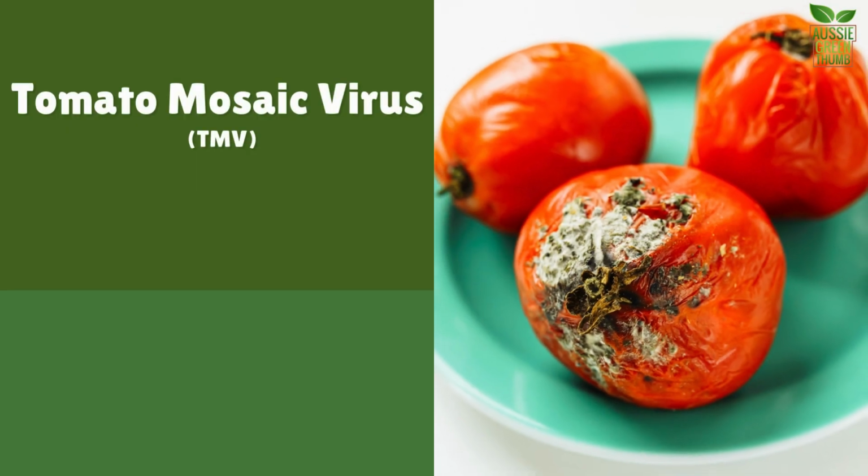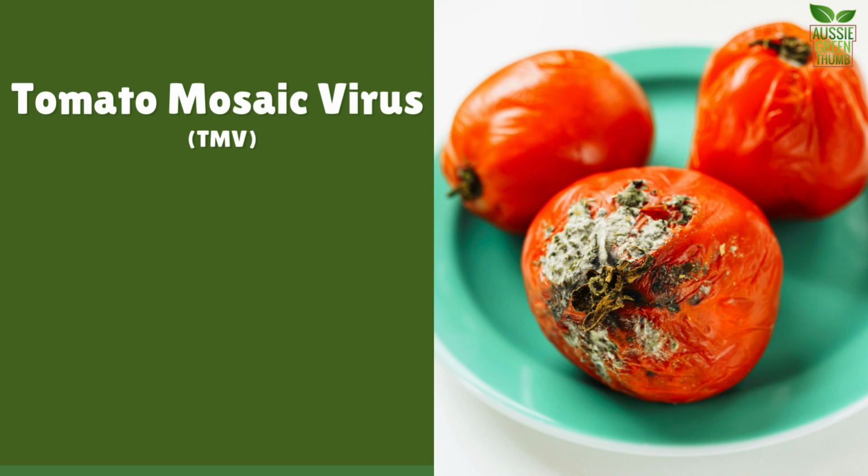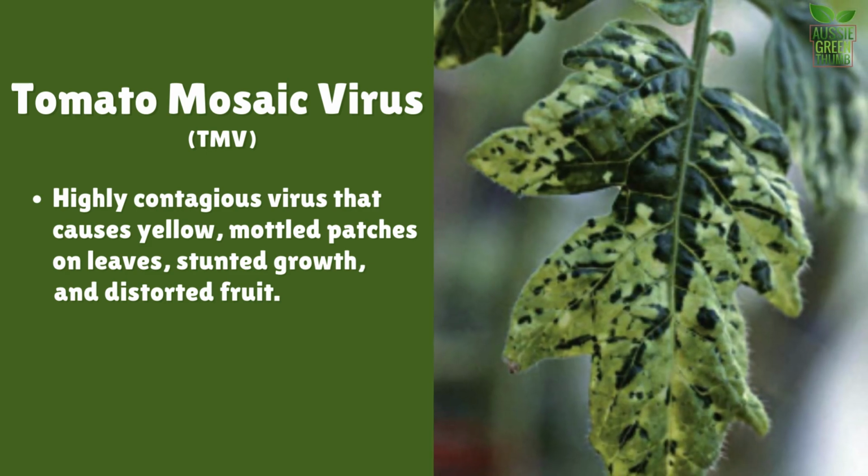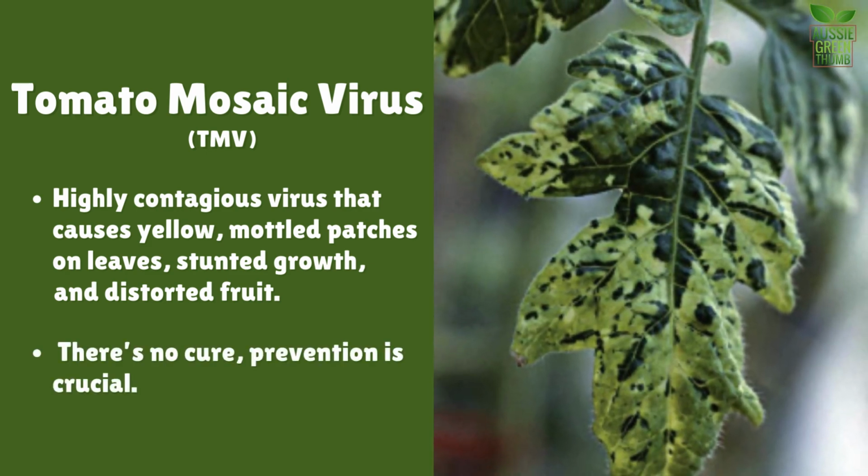Tomato mosaic virus, TMV, is a highly contagious virus that causes yellow, mottled patches on leaves, stunted growth, and distorted fruit, severely impacting your tomato harvest. It spreads easily through contaminated tools. Since there's no cure, prevention is crucial.